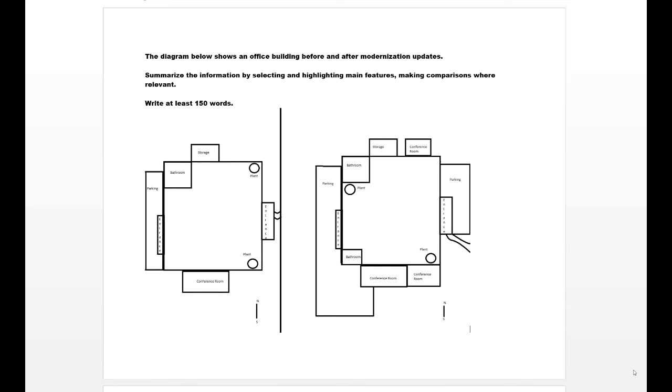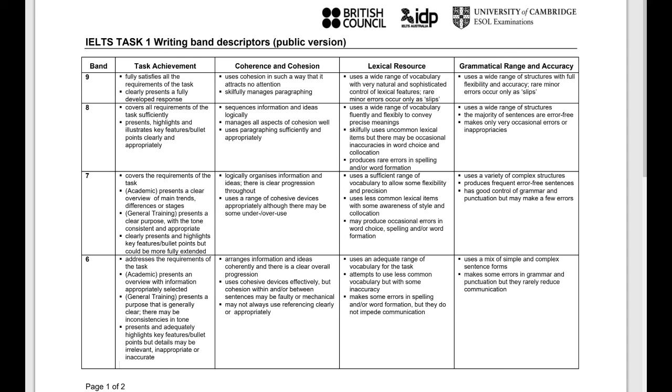We'll naturally be using the same categories as always for the test. Those would include task achievement, coherence and cohesion, lexical resource, and grammatical range and accuracy. We're aiming again to try to get an 8 or a 9, ideally a 9 on all of these. So let's look at what that means for task achievement. Fully satisfies the requirements of the prompt and clearly presents a fully developed response.